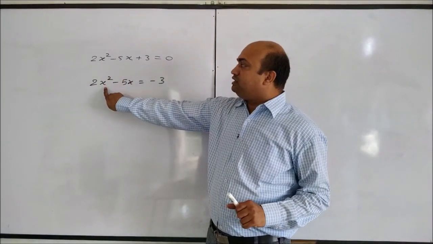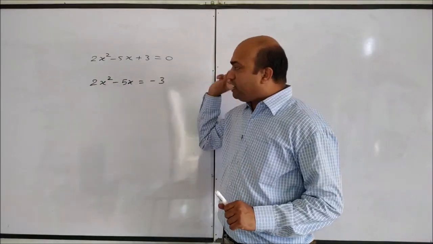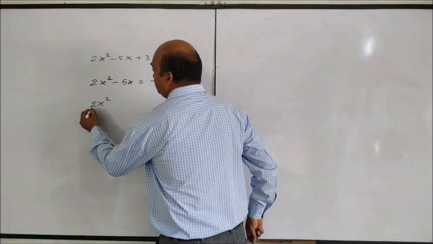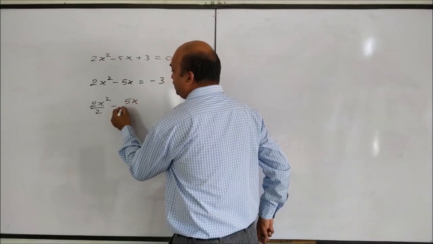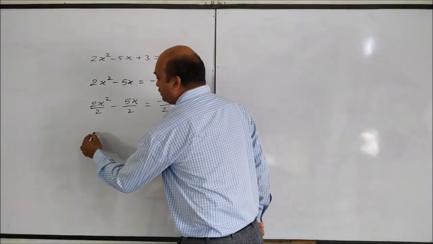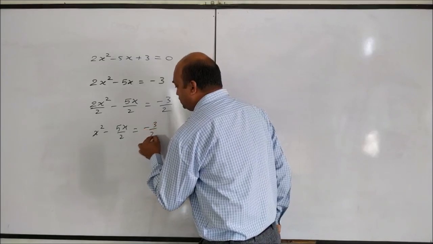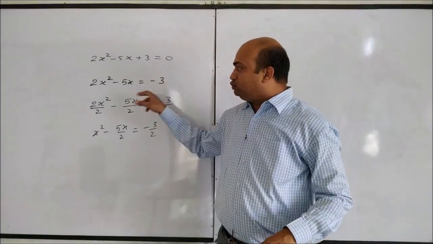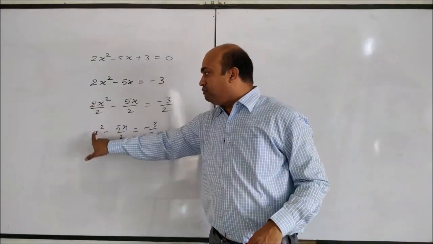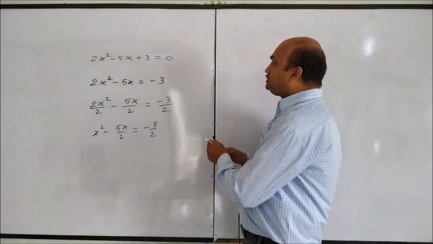Now, we divide by the coefficient of x square. The coefficient of x square is 2. So we divide this equation throughout by 2. It will be 2x square by 2 minus 5x by 2 is equal to minus 3 by 2. That will be x square minus 5x by 2 is equal to minus 3 by 2. When we divide it by 2, all the terms we divide by 2. Then here it will be like this only. So what we do in the first step, this is the first step.